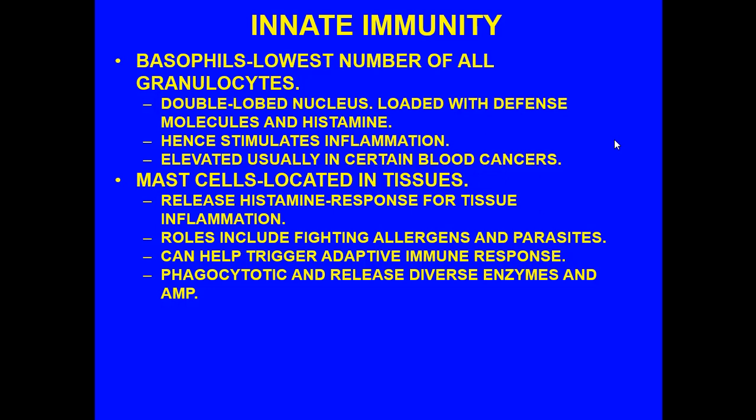Now, mast cells, keep in mind, they're located in the tissues. These are the cells that release a lot of histamine. So this is where you're going to come in. You say, man, my allergies are driving me crazy, and so you go out and get Benadryl or some other type of antihistamine. Because when they release the histamine, it's a response for tissue inflammation. Mast cells can also help trigger adaptive immune responses. Again, we'll get back to that soon enough. They are phagocytotic. They release diverse enzymes and AMP.